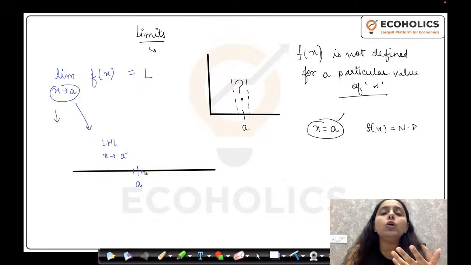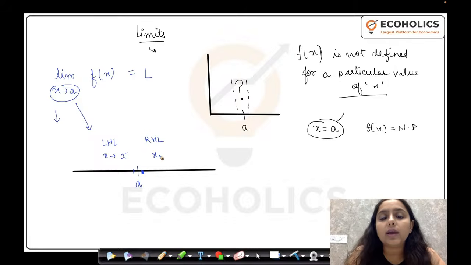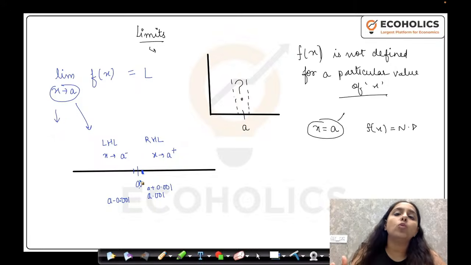But when I talk about the right hand side limit, at this place, the numbers will be very little greater than a. So x approaches a plus. For example, here there is a, here a plus 0.001, and here a minus 0.001. Let's say this. Okay? And on this side a plus 0.001. So that is how it's closer to a. It will be this close to a.